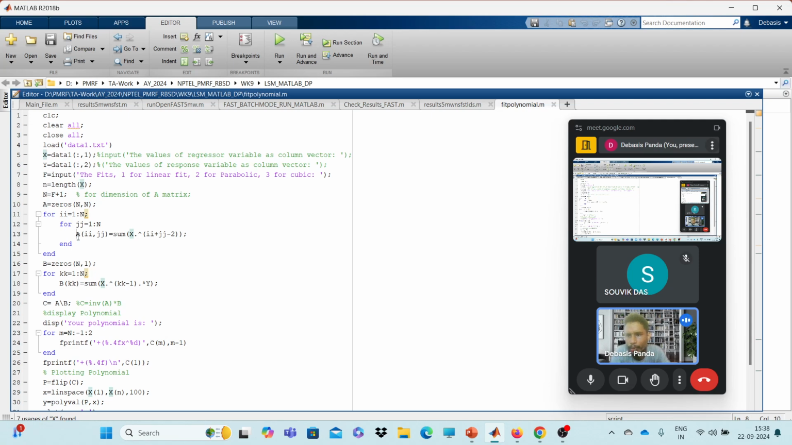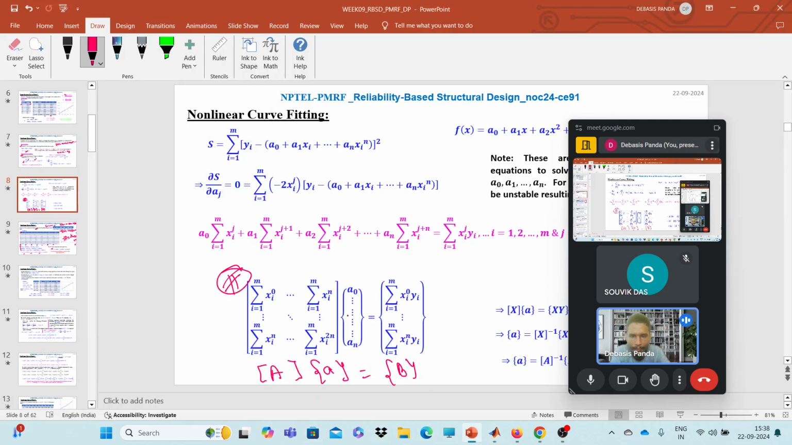Now what we need to do is create the A matrix. Here we can see this matrix, and what this matrix contains are the terms with the unknown coefficients. The first term will be summation of xi to the power 0, that means nothing but 1. Second term, summation of x, then summation of x square. We have seen that if you write the normal equations and arrange them in matrix form, you will get this equation.